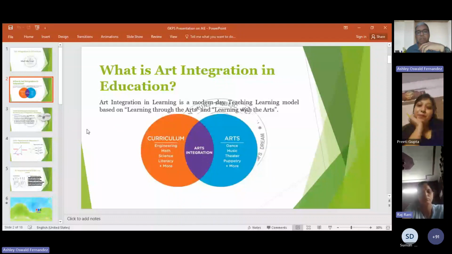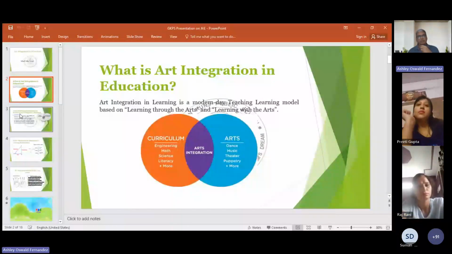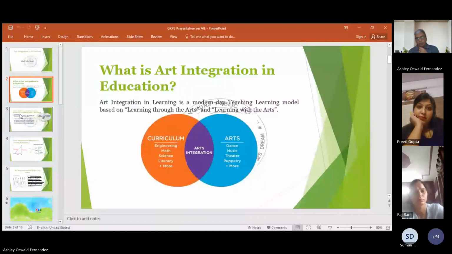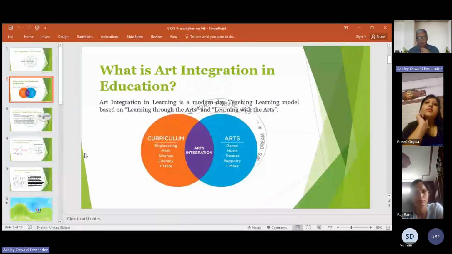Art integration in education is a modern-day teaching-learning model based on learning through the arts and learning with the arts. Means both things put together. You learn through arts, you learn with arts. And arts itself is a very, very broad definition. I think we should get this message clear that anything that has some kind of a taste in it, that gives some flavor, is an art. It could be visual art, it could be fine arts, it could be performing arts, it could be anything. That is what arts is all about.